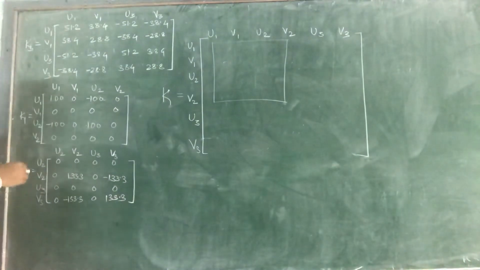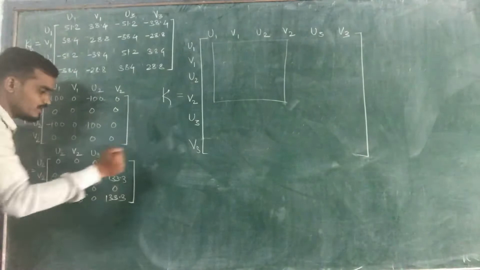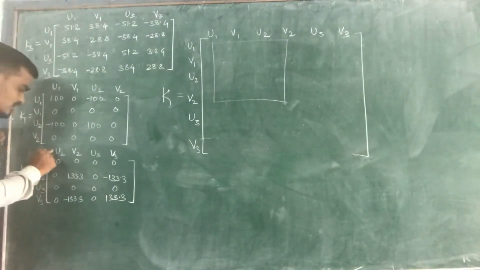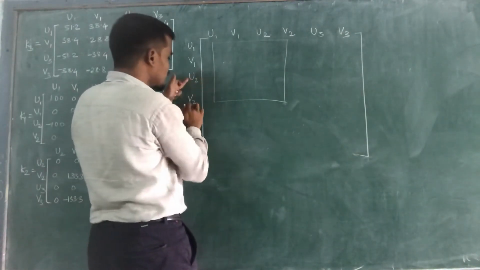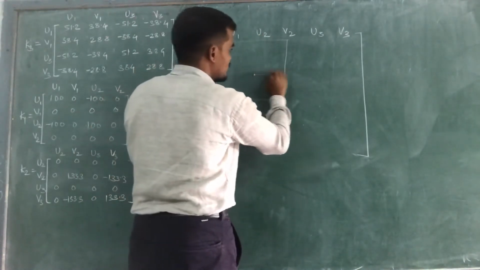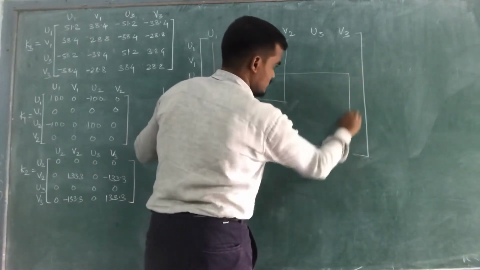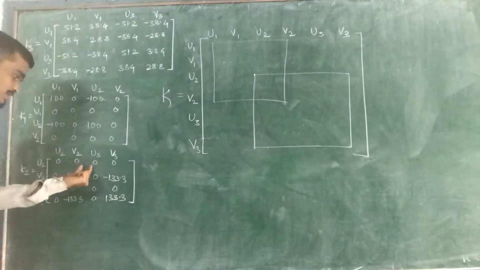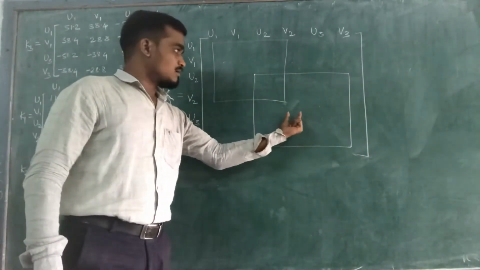Now next is what? K2. We need to place this K2 over the global stiffness matrix between rows and columns. Which are the rows and columns? U2, V2, U3, V3 rows and columns U2, V2, U3, V3. So it will start from U2, V2, U3, V3, which means this will start from this point to the last one. So you need to place the second elemental stiffness matrix over the global stiffness matrix at these positions.